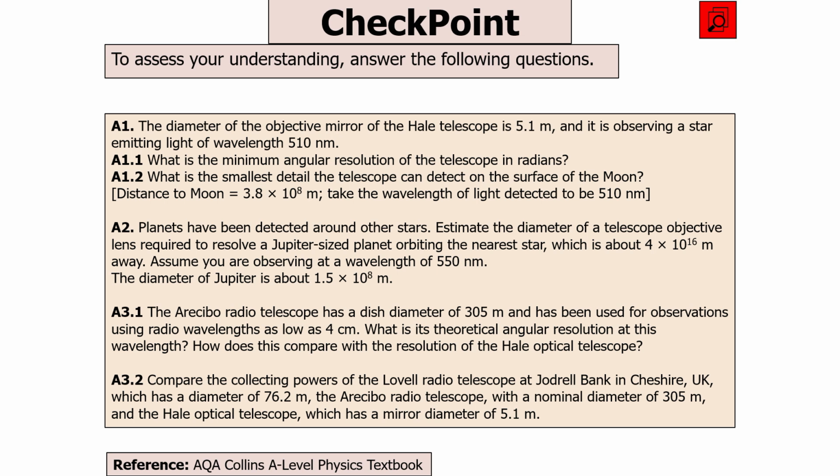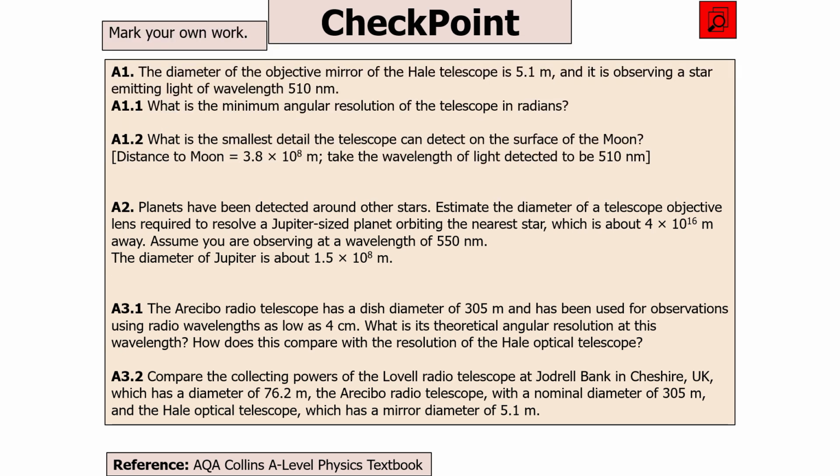Then compare the collecting powers of the Lovell radio telescope at Jodrell Bank in Cheshire, UK, which has a diameter of 76.2 meters, the Arecibo radio telescope with a nominal diameter of 305 meters, and the Hale optical telescope, which has a mirror diameter of 5.1 meters. So pause the video now, then unpause the video when you want to go through your answer.